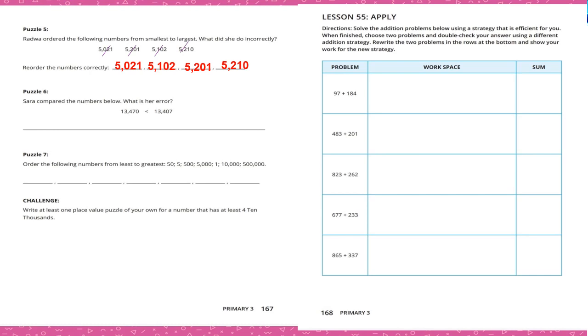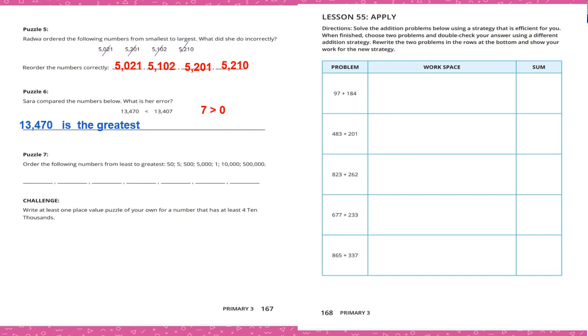Number 6. Sarah compared the numbers below. What is her error? 13,470 is the biggest or the greatest. Why? Let's compare. Let's count first. Here I have 5 digits and here I have 5 digits. So make step 2. Compare. I have 1 and 1, 3 and 3, 4 and 4, 7 and 0. Which is biggest? Yes, 7 is bigger than 0.